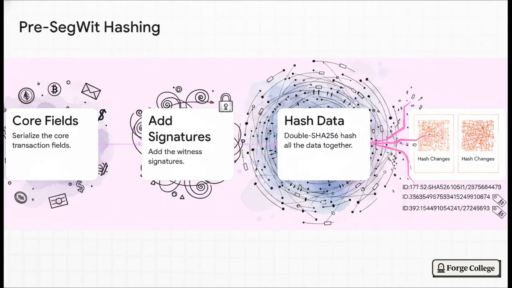Let's actually walk through the logic of how a transaction is processed so you can see just how fragile this is. Step 1. You serialize the core fields, meaning you package up the data about the sender, the receiver, and the amount into a neat digital format. Step 2. You add the witness signatures, which is your mathematical proof of ownership. Step 3. You take all that packaged data and run it through a double-SHA-256 hashing algorithm to generate your unique transaction ID. And Step 4? Well, Step 4 is where it all falls apart.